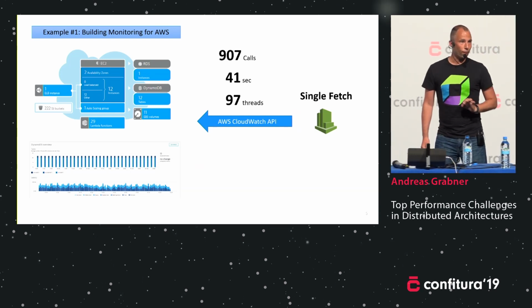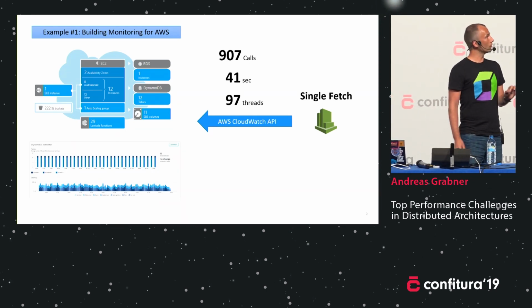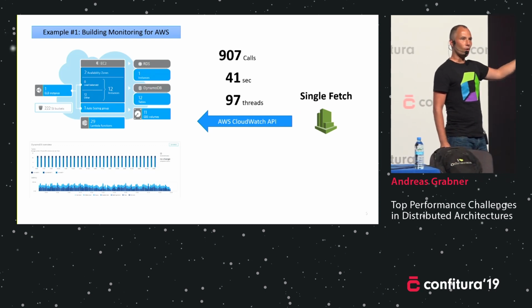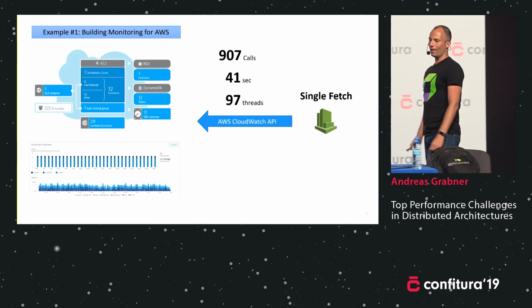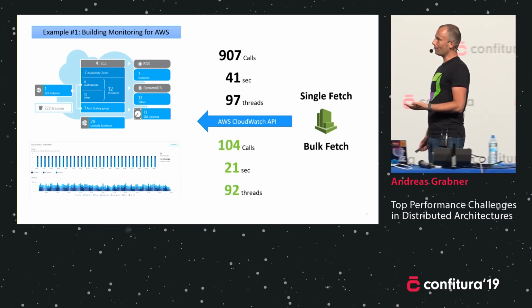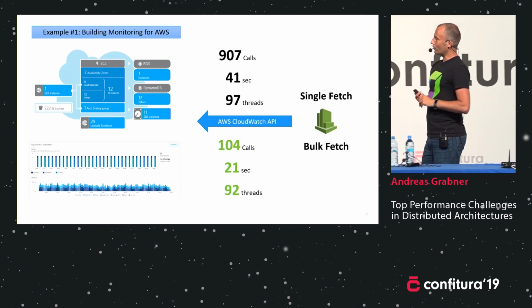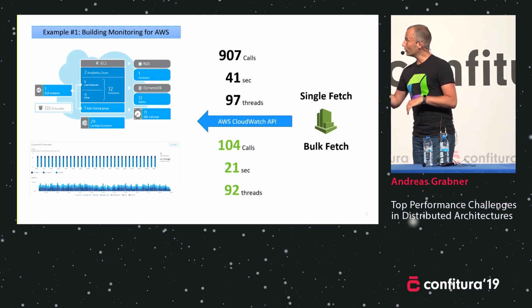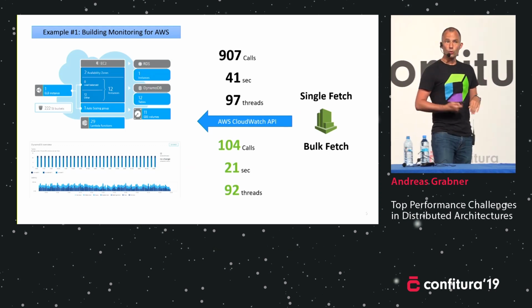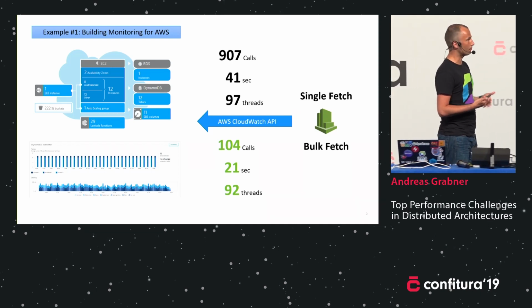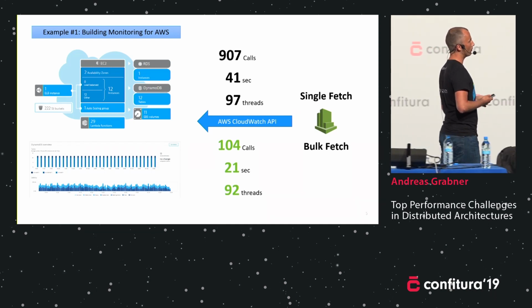It was not our fault. The fault was that the Amazon API back then only had a single fetch query API available. Now we optimized that, or we worked with AWS. They then provided better bulk fetching APIs, and so we could immediately reduce the number of round trips. We also could optimize a little bit on our threads, and also the time was much better.